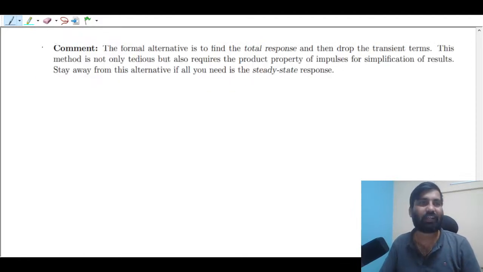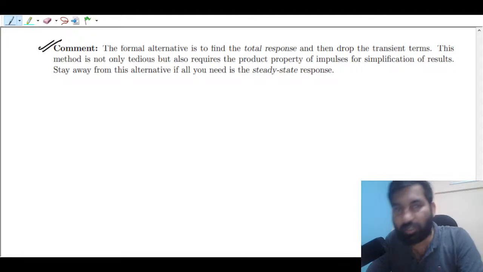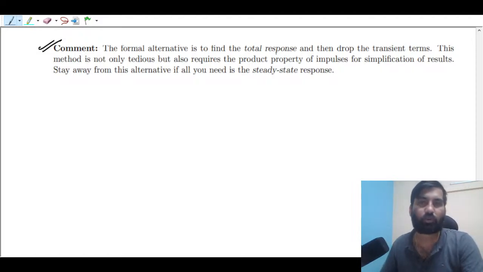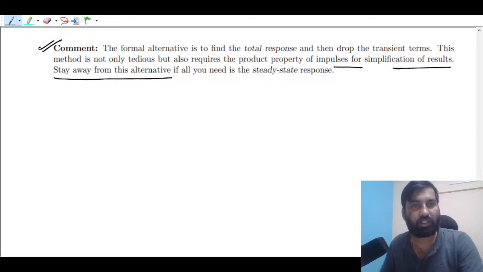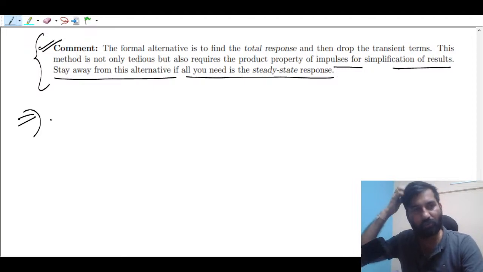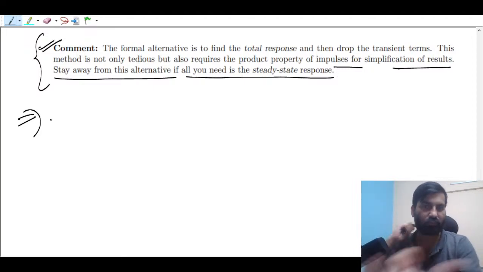क्योंकि मैंने ये बताया है टाइम टेबल, राइट? So the formal alternative is to find the total response and then drop the transient term. This method is not only tedious but also requires a product property of impulse for simplification of the result. So stay away from the alternative if all you need is the steady state. So आपको steady state response find करना है, so then forget about transient response, right? Directly you can use this concept and find out.